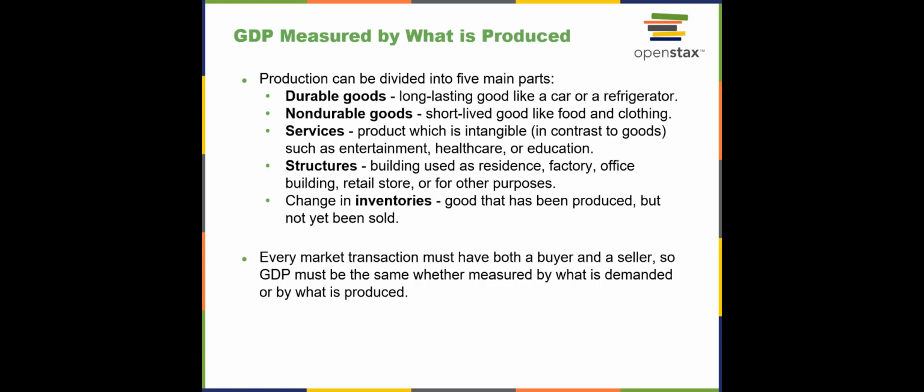are also included in the production over a year. Every market transaction must have both a buyer and a seller, so GDP must be the same whether measured by what is demanded or what is produced. That's why we can use both approaches. We can look at total expenditure or we can look at total value of production, but in the end both should give you the same number.